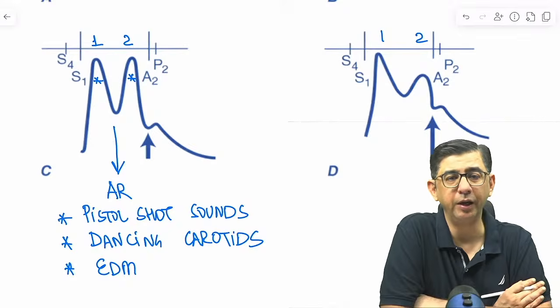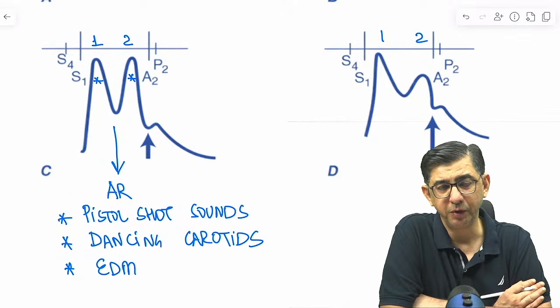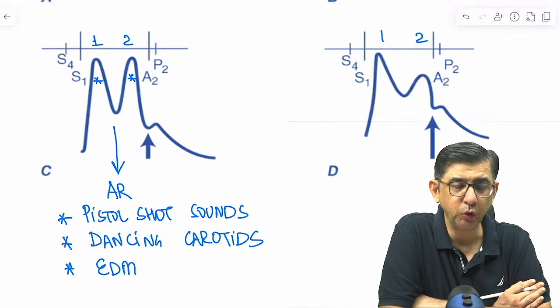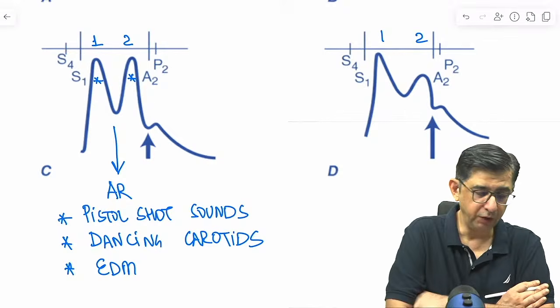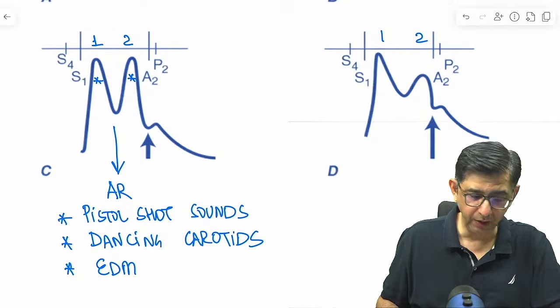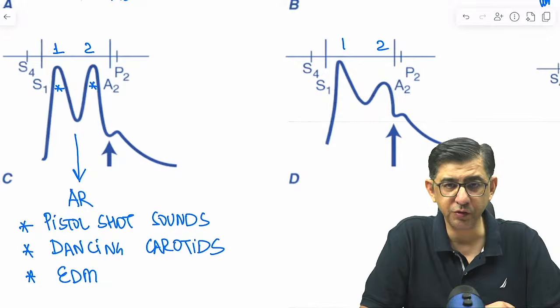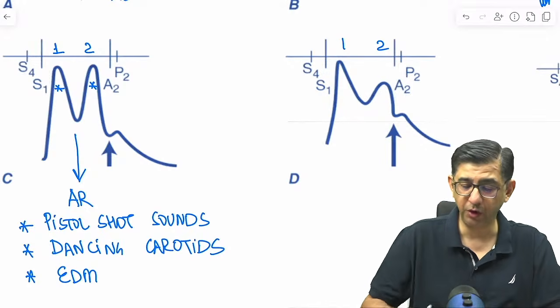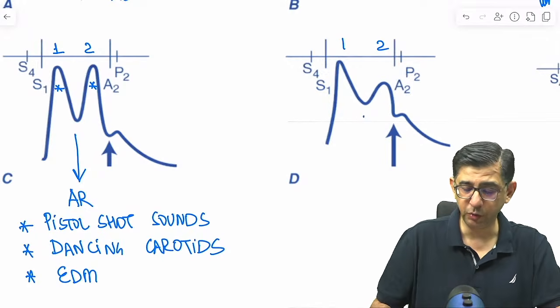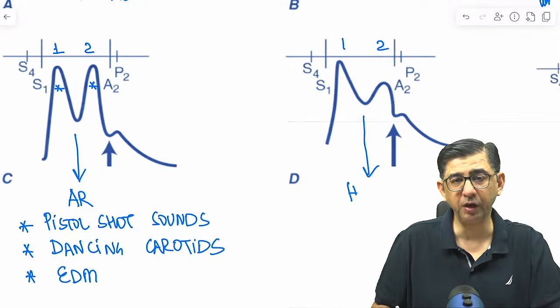That would be EDM, that is early diastolic murmur. So the size of the two peaks is almost equal. But if they give you a situation where there are two speed breakers in the phase of systole, but the size of both of them is not equal, then this goes in favor of hypertrophic cardiomyopathy.